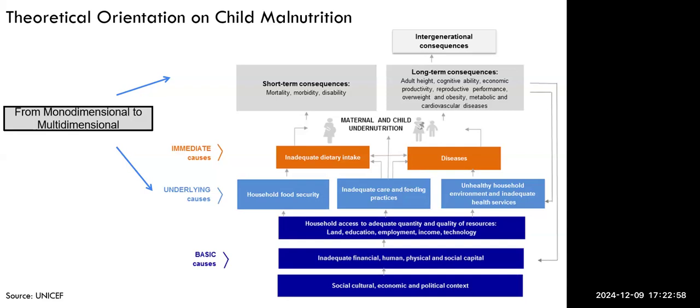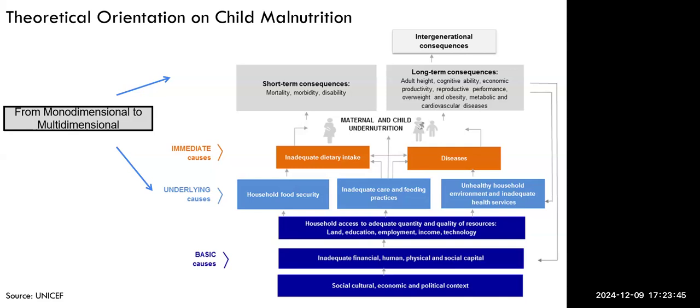Underlying causes include the household and community level factors. Let's say household food security, if they have access to sufficient, safe, and nutritious food. It also considers child care or health practices. Then whether the children have access to immunization or healthcare services, and clean water, sanitation, and hygienic facilities. And remember, all these underlying causes are affected by basic causes, because basic causes also consider governance, institutions, and policies, and these policies also affect these underlying causes.